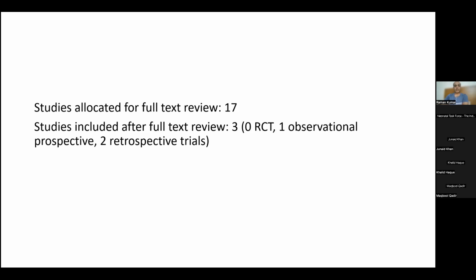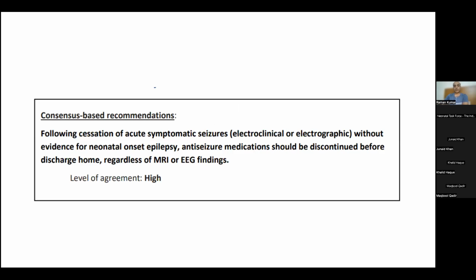So we found 17 studies, and 3 were shortlisted. Very little data was available on this. So the consensus statement was basically based on the Delphi protocol, on agreement rather than on studies. Following cessation of acute symptomatic seizures, which are provoked seizures, electroclinical or electrographic, both.